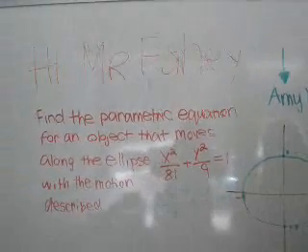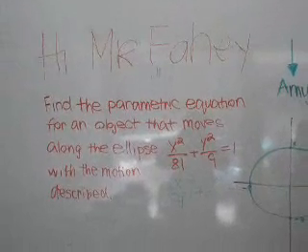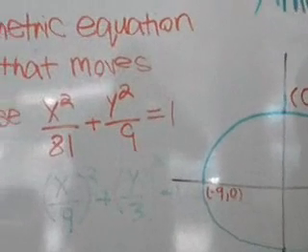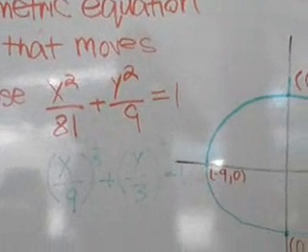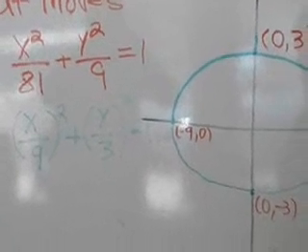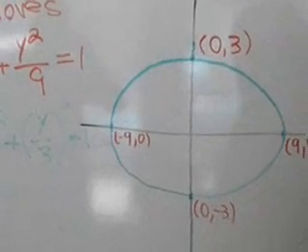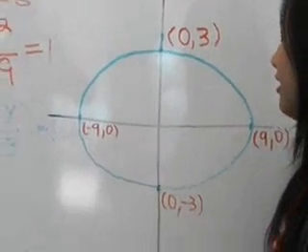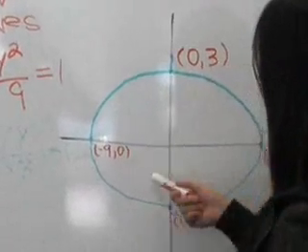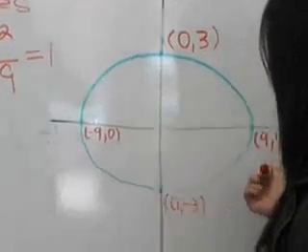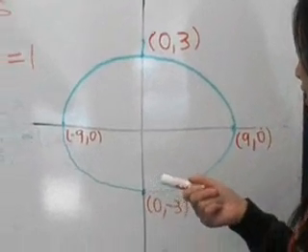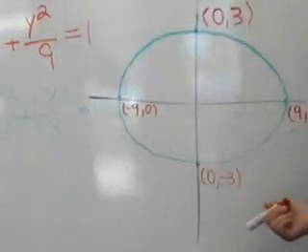Okay, we start out with the equation for a graph: x over 9 squared plus y over 3 squared equals 1. From the equation, we can see that x is the major axis, since 9 is greater than 3. So we get (-9, 0) and (9, 0) for the vertices. And since b is 3, we have (0, 3) and (0, -3).